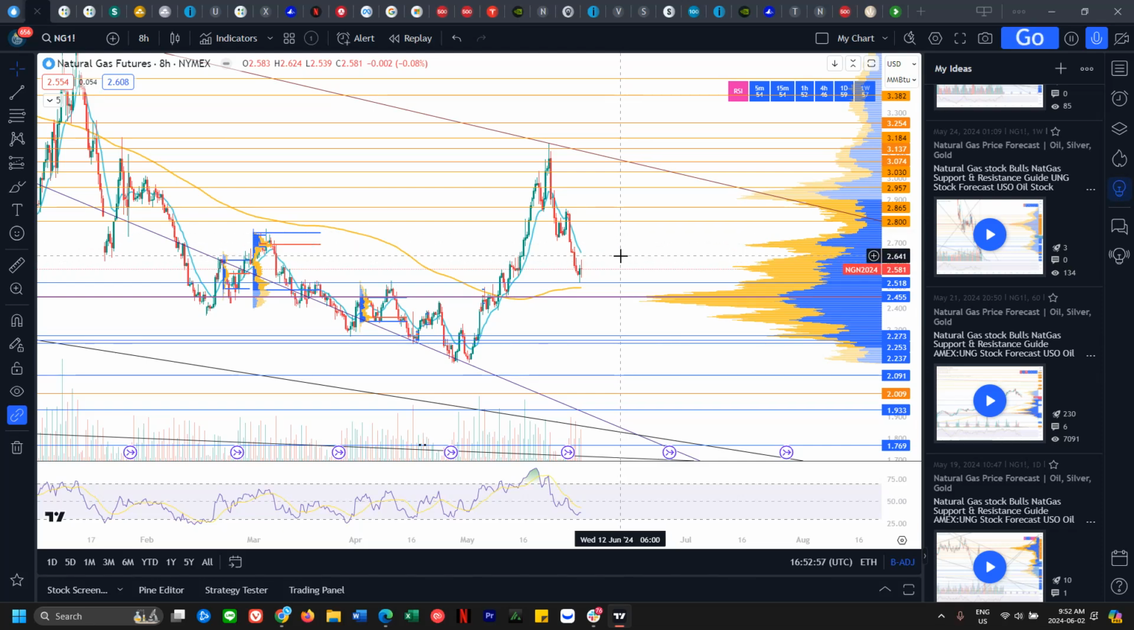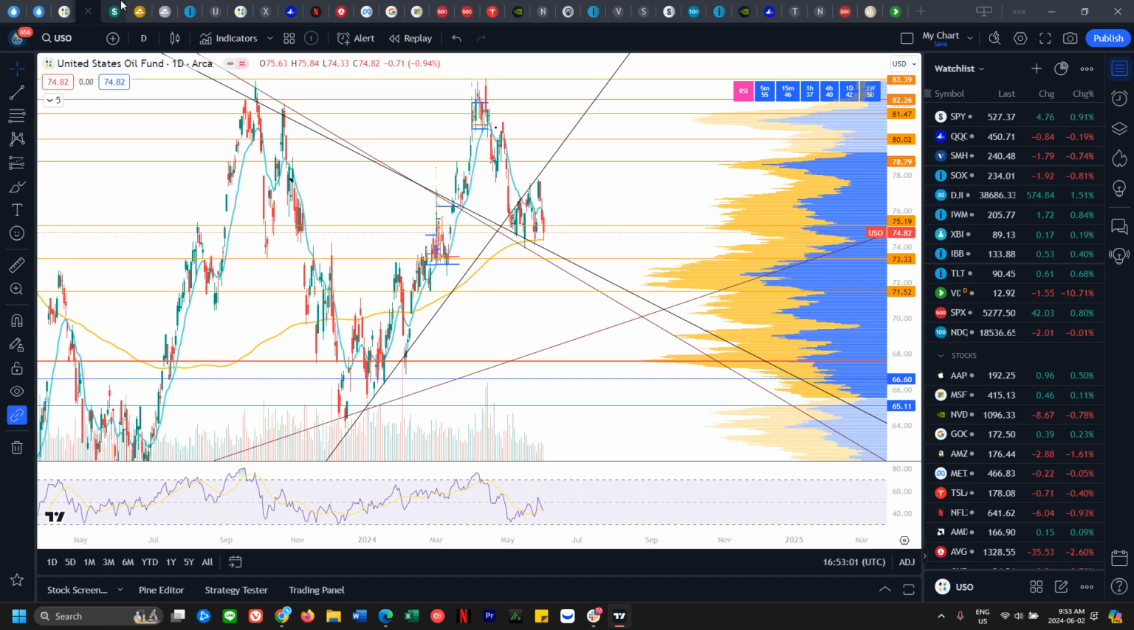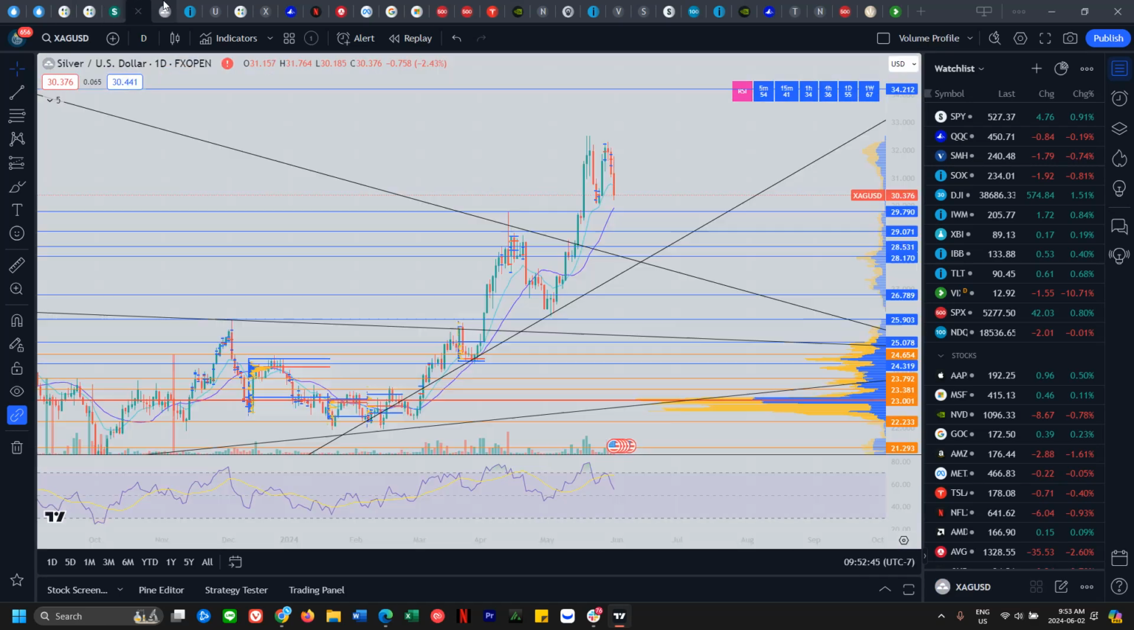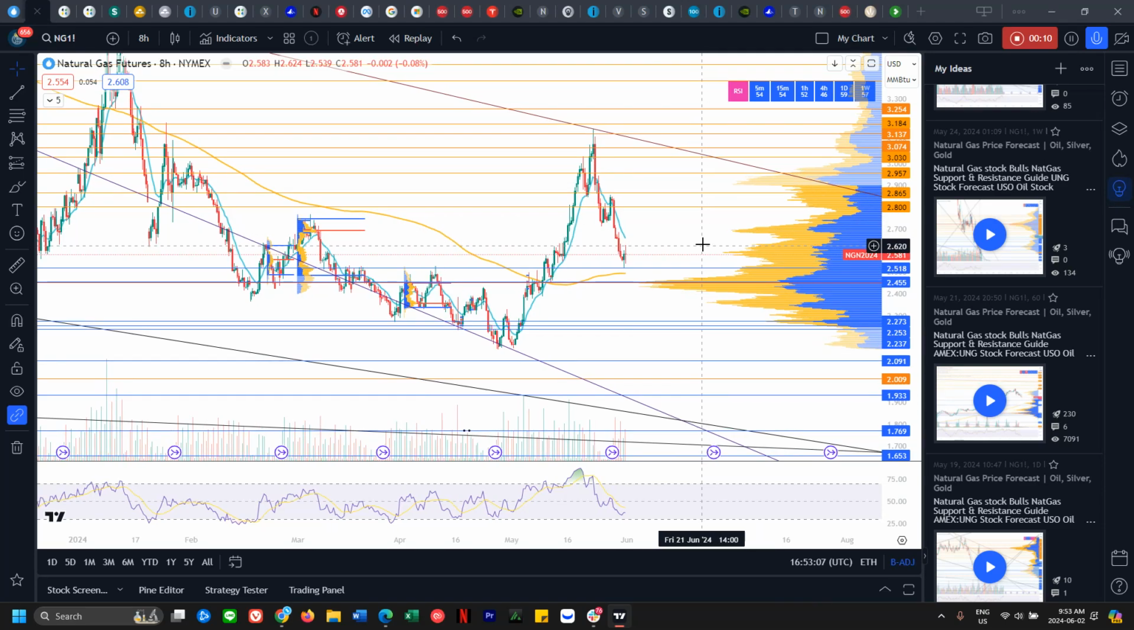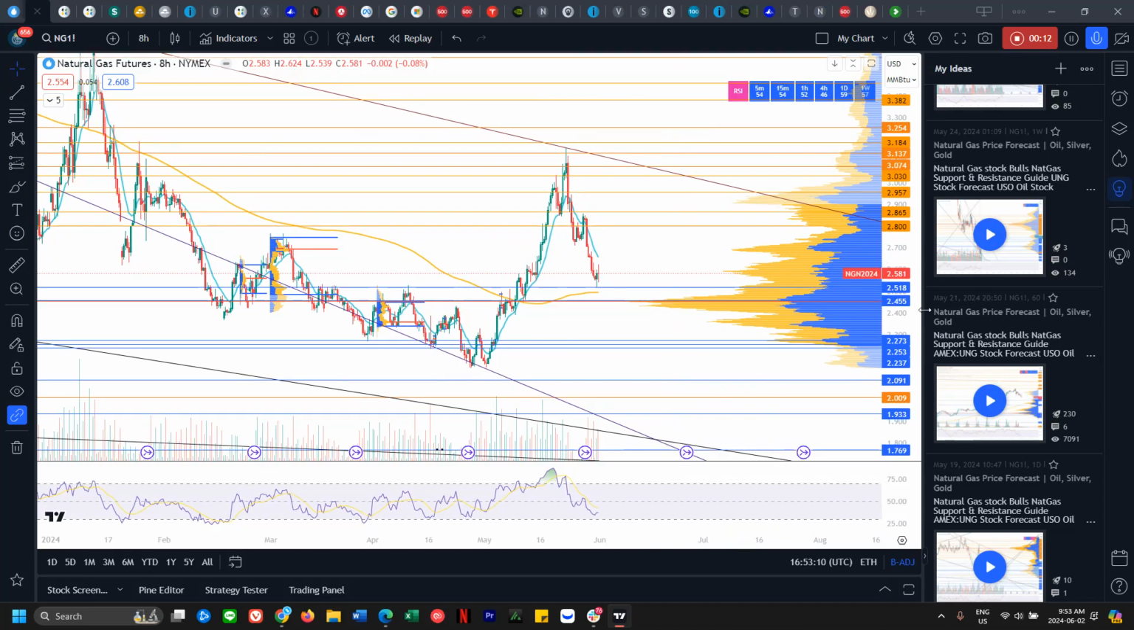Good morning, commodities traders. Welcome back to technical analysis on natural gas, UNG, oil, US dollar, gold, and silver. So we're looking at their support and resistance levels as well as the most likely scenario where price will be heading into later next week.